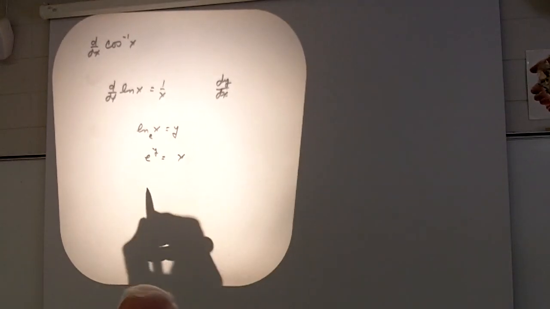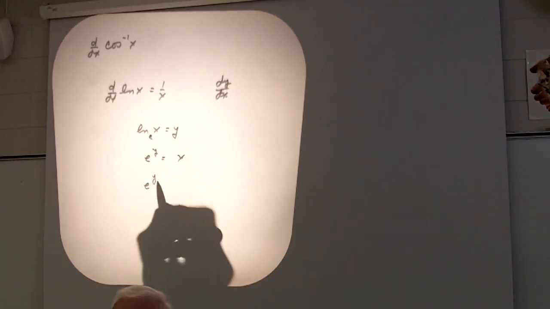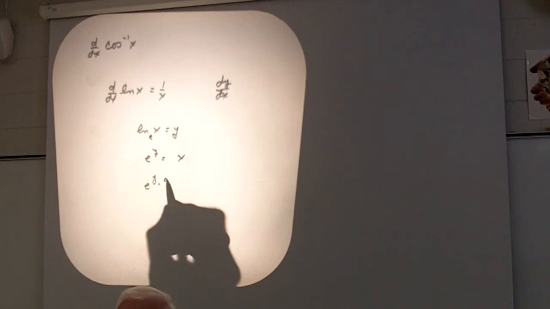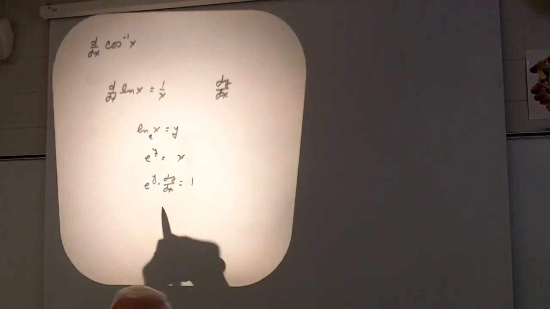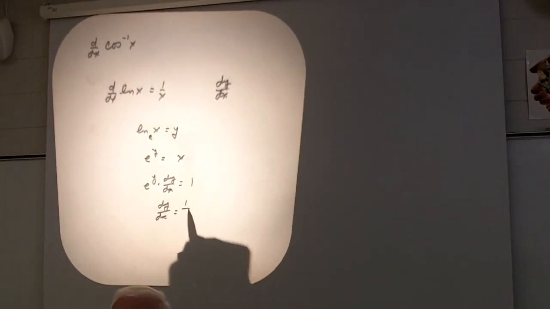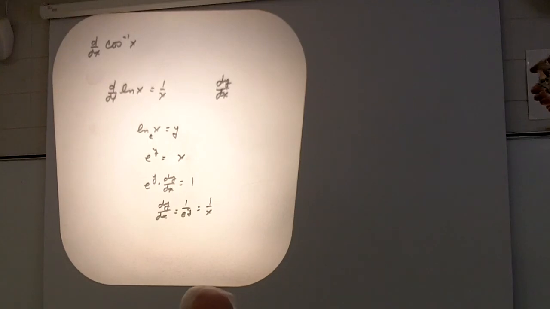Okay? So this is going to be e to the y times what? y prime, dy/dx. And the derivative of that is equal to? 1. Okay? So dy/dx equals 1 over e to the y, which is equal to 1 over x. Done. And the other one?